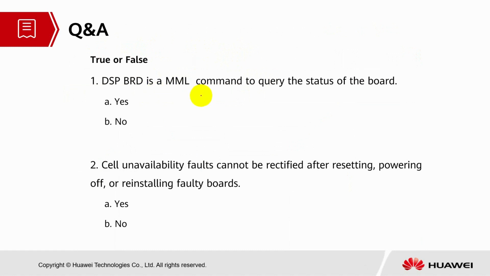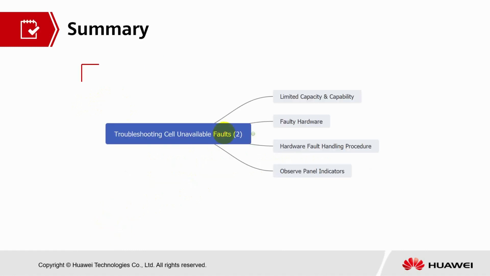Q&A session, true or false. Display board is an MML command to query the status of the board. The answer is yes. Second question: cell unavailability faults cannot be rectified after resetting, powering off, or reinstalling faulty boards. The answer is no. The summary of this section on troubleshooting cell unavailable faults: we discussed limited capacity and capability, mainly related to license, faulty hardware fault handling procedures, and we were also able to observe the panel indicators on site at the board level.